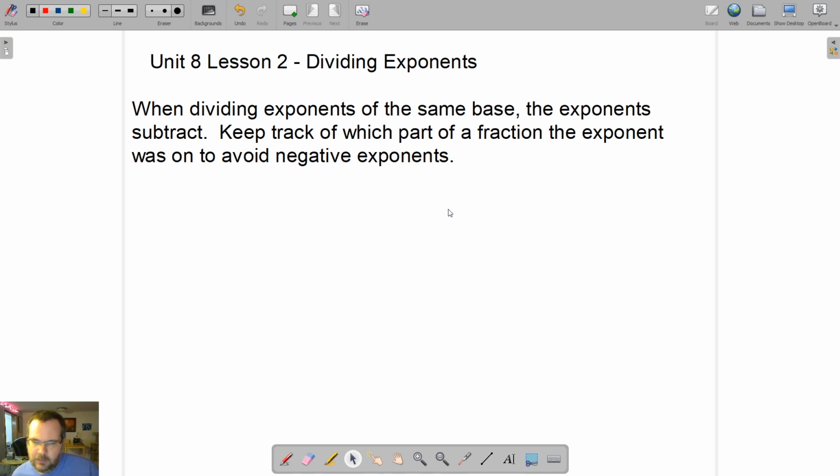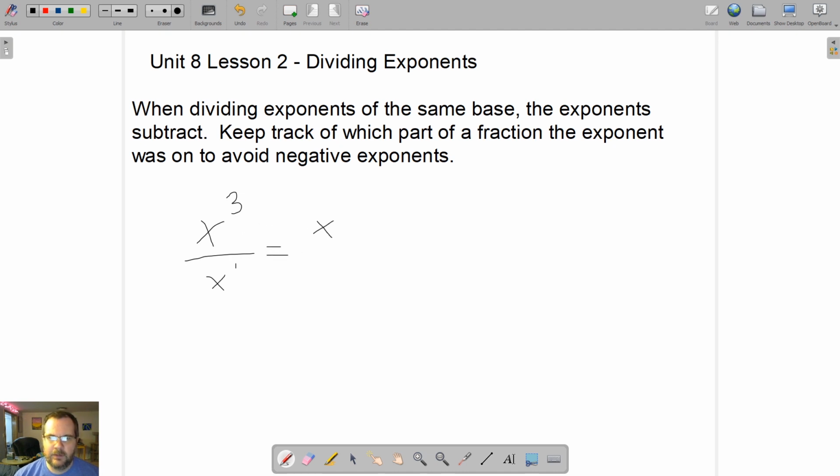So let's take a look at a really simple example here. So let's say that we have x to the third over plain x. Now, again, if there's no power here, the power that's really there is 1. Let's take a look at this in an expanded way. So I'm going to expand both of these exponents here.